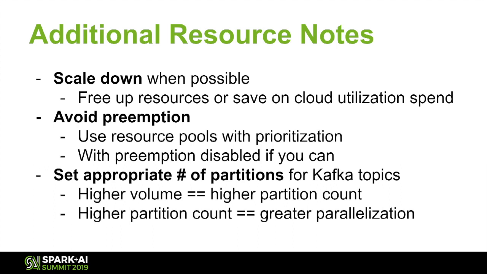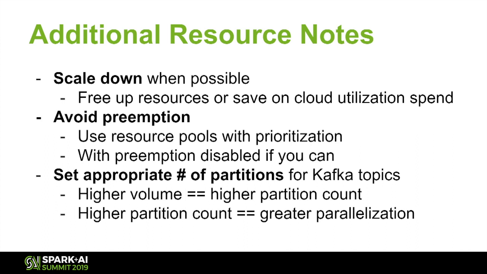If your streaming app is important, then you can avoid this by putting it in its own queue with prioritization, and optionally disable preemption from that queue and say, sorry, you can't steal from me. And then for your Kafka topics or a Kafka equivalent, set an appropriate number of partitions so that you're achieving parallelism that's appropriate for the volume of your data.